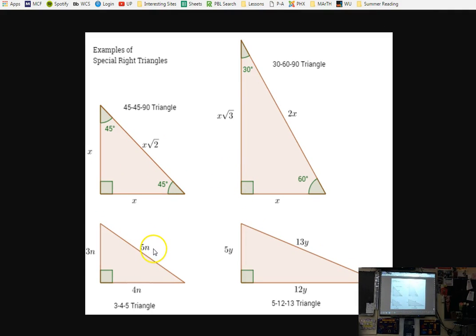In a 30, 60, 90, those are all leg rules. There we go. 30, 60, 90 triangle. My hypotenuse is twice my short leg. Now, this is kind of a weird way to remember it, but this is how it works in my brain.